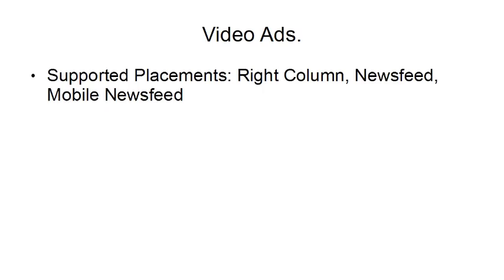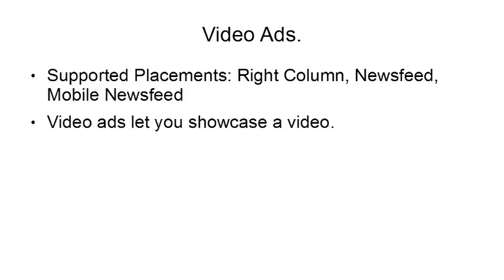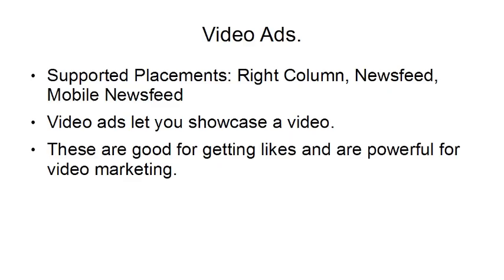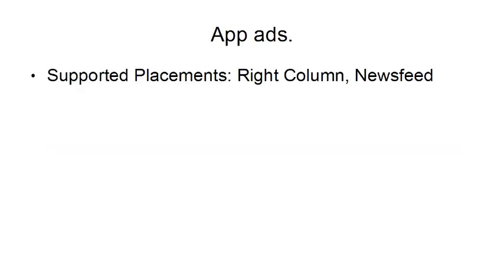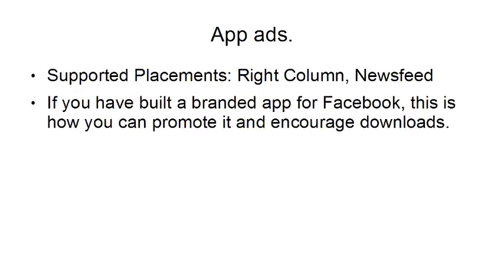Then there are video ads. And the supported placements are the right column, newsfeed, and the mobile newsfeed. And as the name would suggest, video ads let you showcase a video. And they're good for getting likes, and they're powerful for video marketing. Then there are app ads. And the supported placement is in the right column and the newsfeed. And if you've built a branded app for Facebook, then this is how you can promote it and encourage downloads.